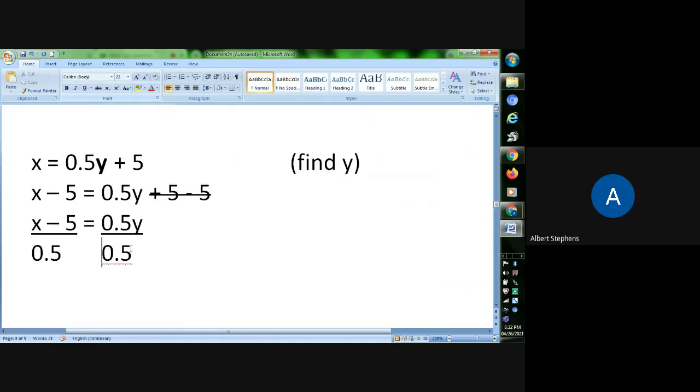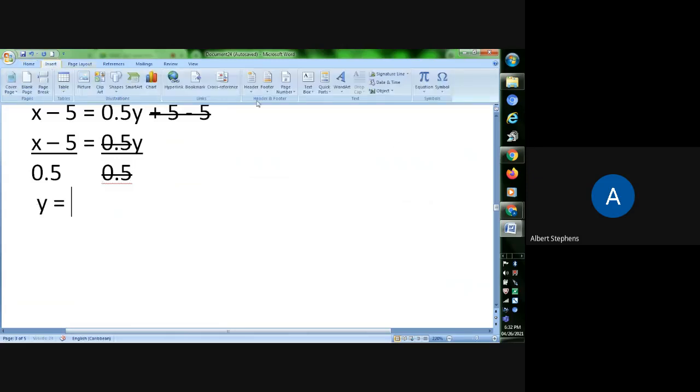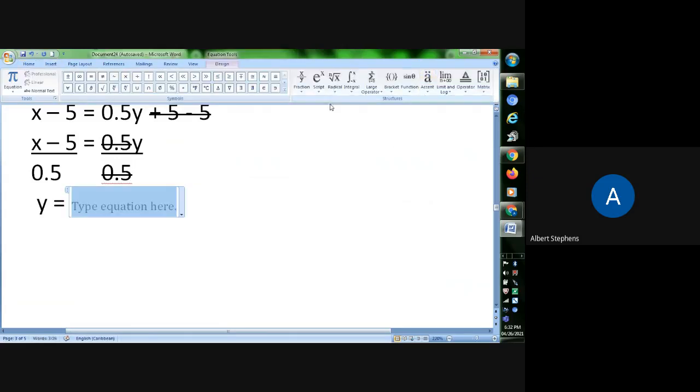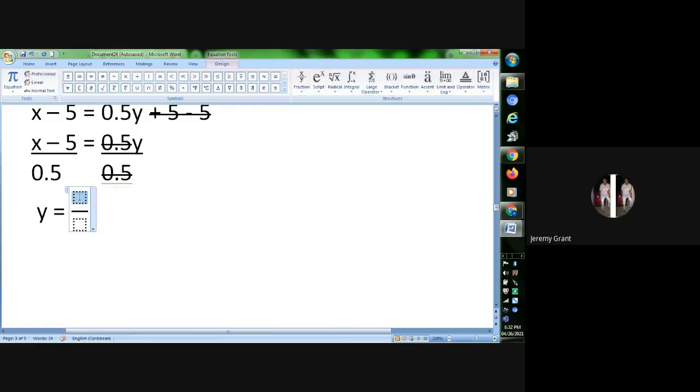All right. And what's going to happen? That cancels. That cancels, not true? All right. So what we're left with is what? y equals x minus 5 over what? 0.5. So we end up with x minus 5 over 0.5.